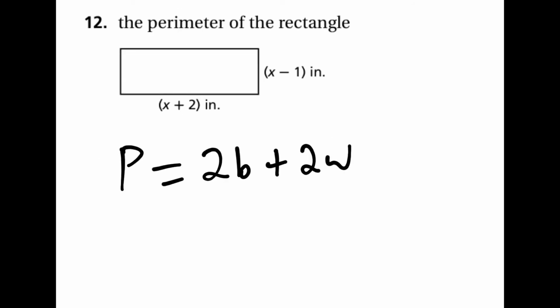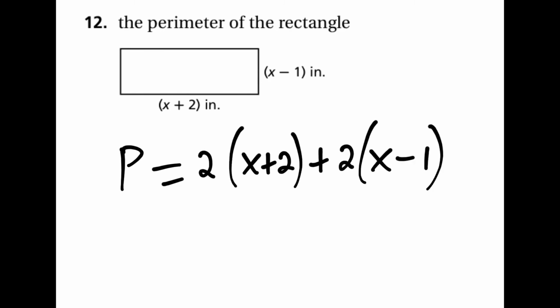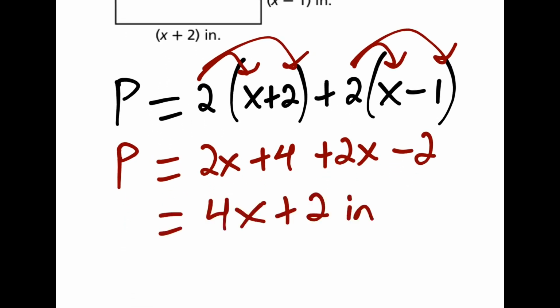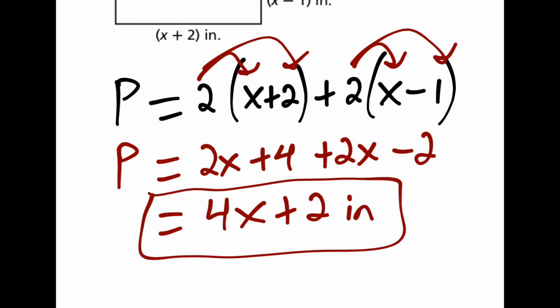So one way to write the perimeter is 2 times the base plus 2 times the width, or sometimes we use length and width. And if I plug in those values, it looks like this. I have to remember to distribute to all parts of the binomial, and then I just combine like terms. 4x plus 2 inches.